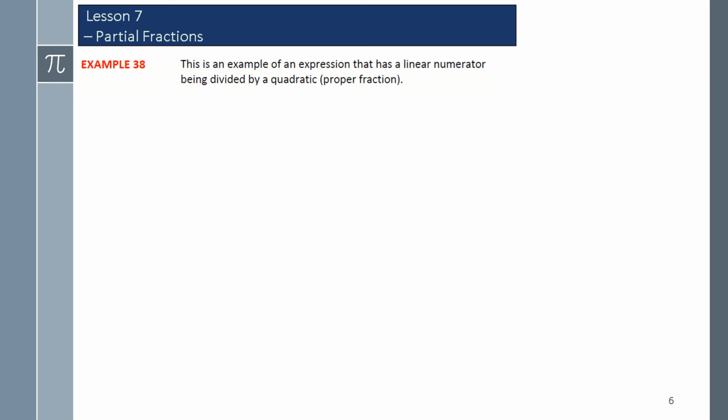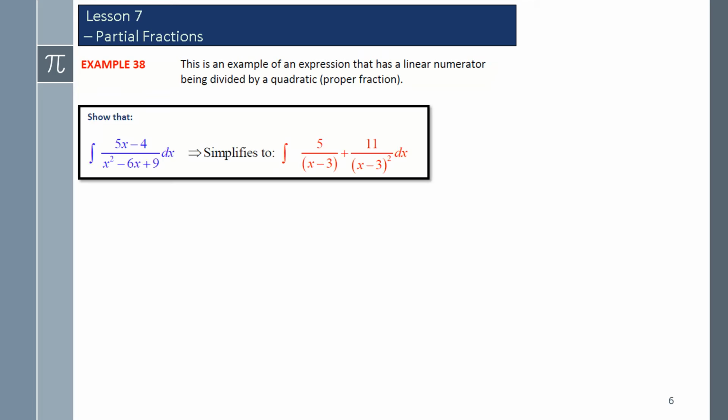This is an example of an expression that has a linear numerator being divided by a quadratic, which is a proper fraction. To show that, this integrand can be simplified or rewritten as partial fractions. That's our job. Let's rewrite our integrand, which is 5x - 4 over x squared - 6x + 9. Something we should spot with this denominator: we can rewrite it as (x - 3) all squared.